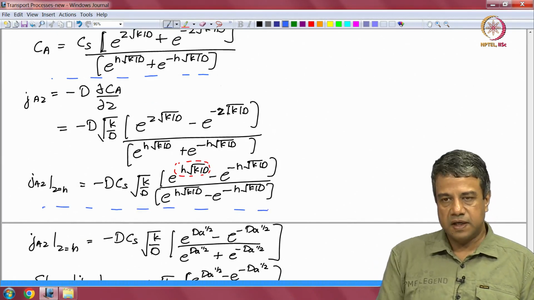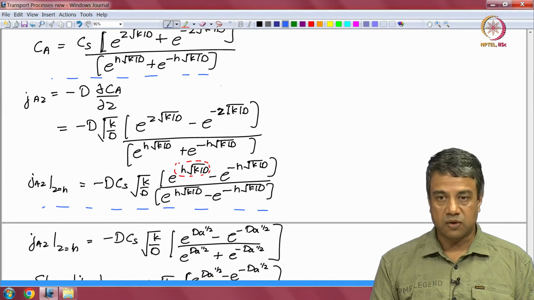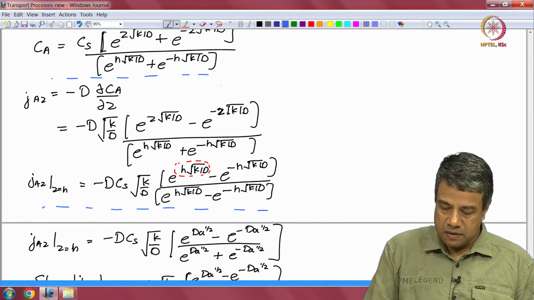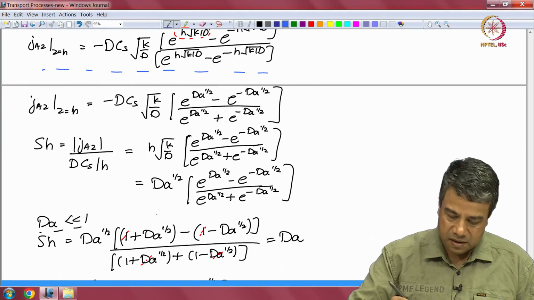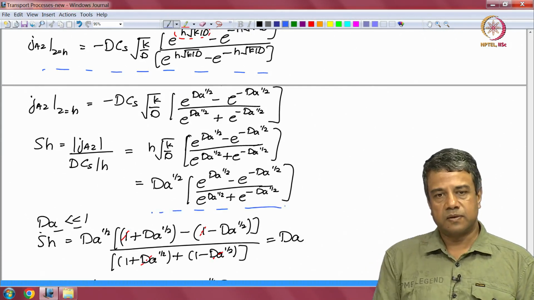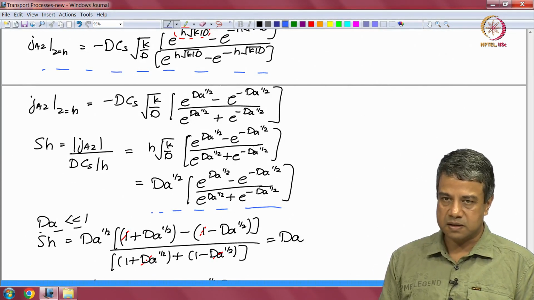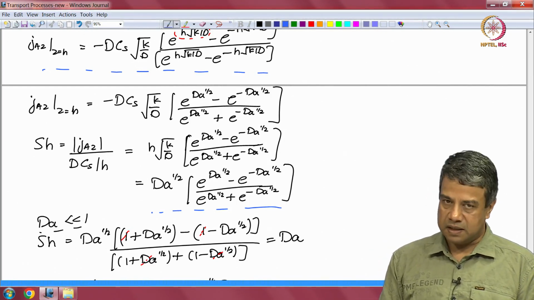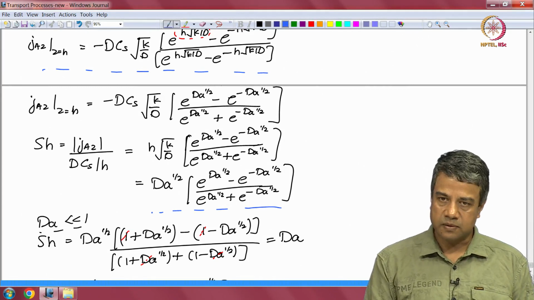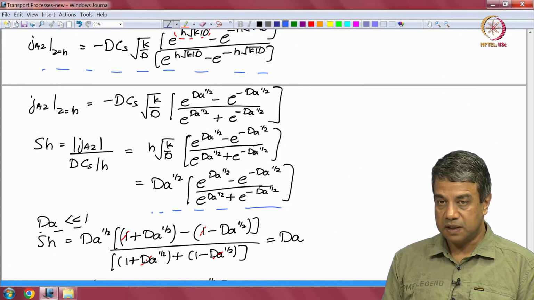And that was a function of h root of k by d, which is a dimensionless group, which is the square root of the Damkohler number. And then we had just written the Sherwood number correlation, and you can see that it has a rather complicated expression. It is a function of Damkohler number power half with a certain specific dependence, exponentials in the numerator and exponentials in the denominator. Nevertheless, we can check that this is correct by examining the limits of small and large Damkohler number and assigning physical interpretations to those.